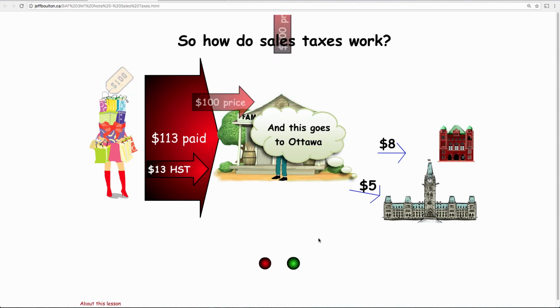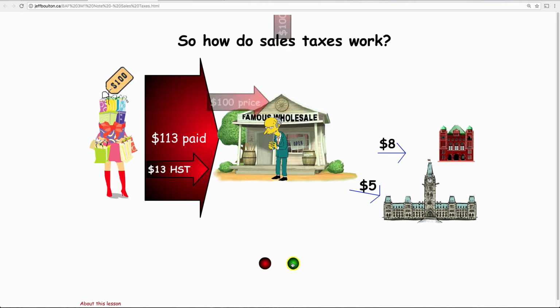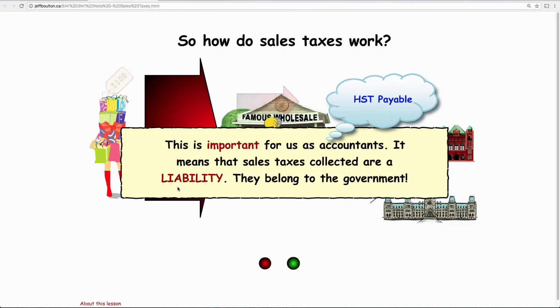And while it's sitting in the business's bank account, well, guess what? It's a liability. So you've got an account called HST payable. Payable because that $13 you collected is not yours. It belongs to the government. In reality, you do actually get a little cut of it as a commission for being a tax collector, but we're just going to ignore that fact.